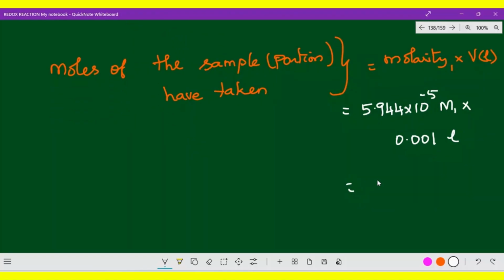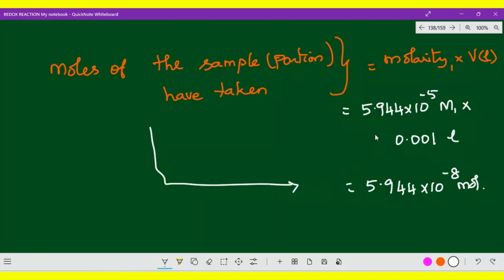So you will get 5.944 into 10 to the power of minus 8 mole. So you will get the number of moles, right? You got this one? So these are the moles of the sample we have taken, that is molarity into volume of that solution. The molarity we got is from the half liter, and from that only we have taken 1 ml. So that point only we applied: molarity into volume of solution in liter. So this is the answer you are getting.